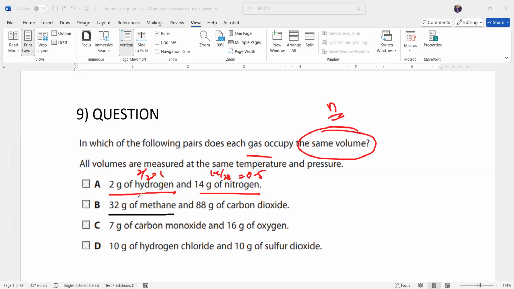32 grams of methane. So 32 divided by the mass of methane, carbon plus 4 hydrogen, which is 16. Sorry, this will be 2, because 32 divided by 16 is 2. And 88 divided by 44, the mass of carbon dioxide, so that's also 2. So if we have an equal number of moles, it means the gases will occupy the same volume.